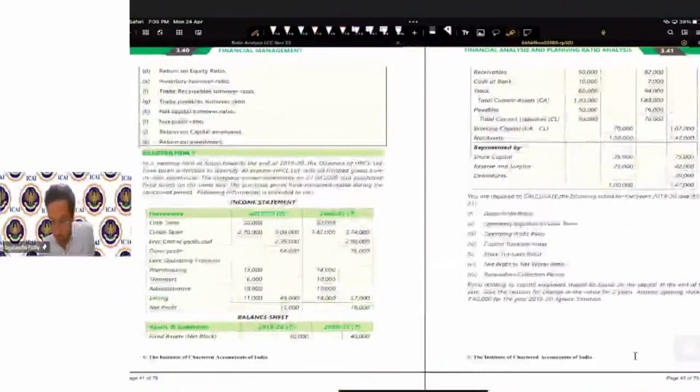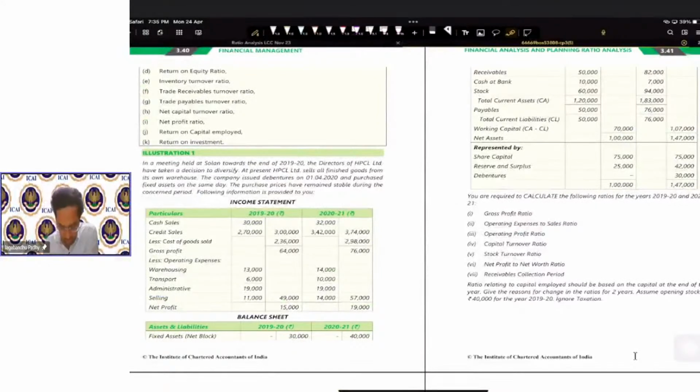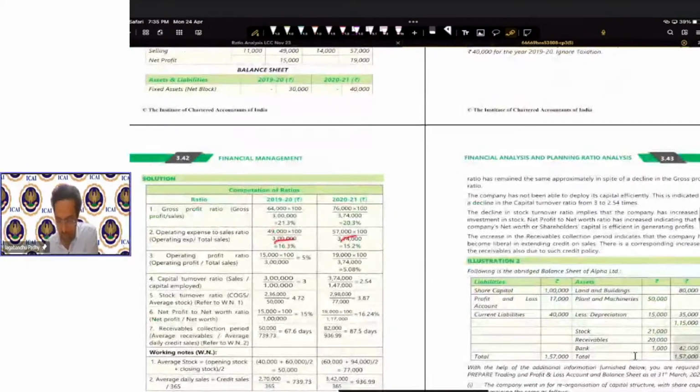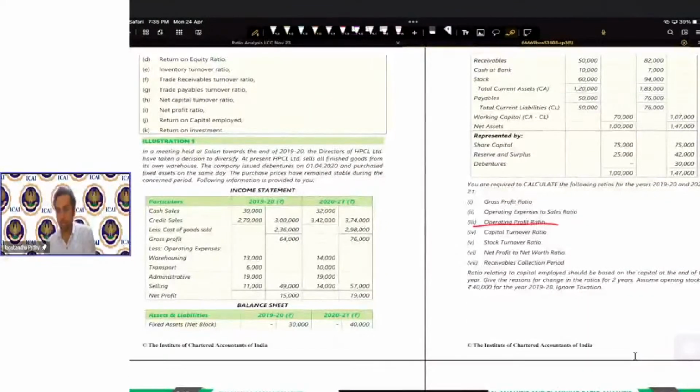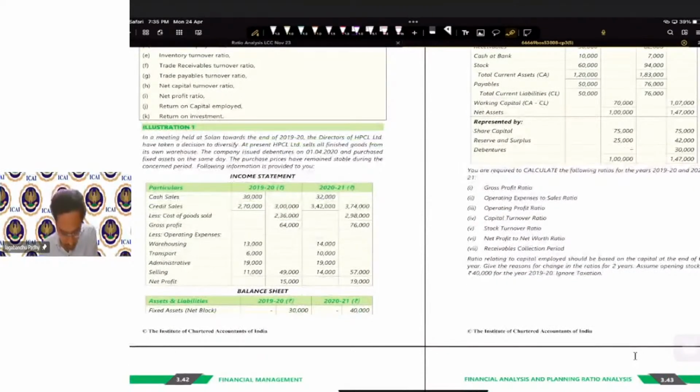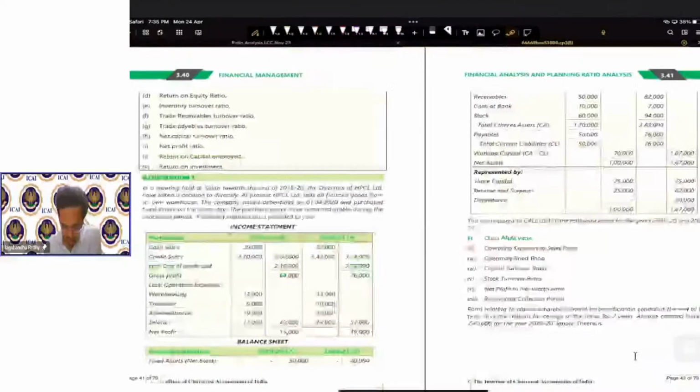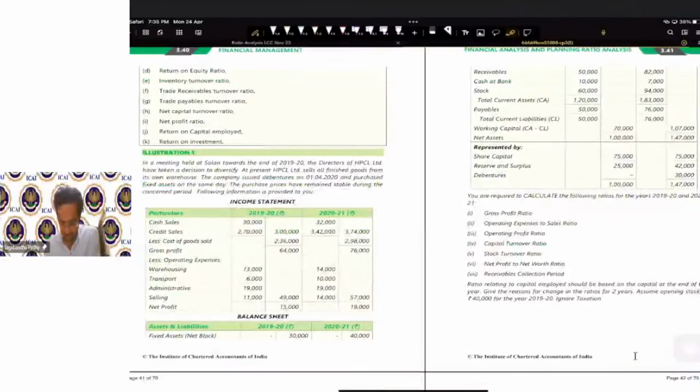Simple. Operating expense to sales ratio: you have your operating expense as 49,000 and 57,000. So 49,000 divided by 3 lakh, 57,000 divided by 3 lakh 74,000. That's your operating expense to sales ratio. Then you have the operating profit ratio. Operating profit is simply your gross profit minus your operating expenses, already calculated as 15,000 and 19,000.